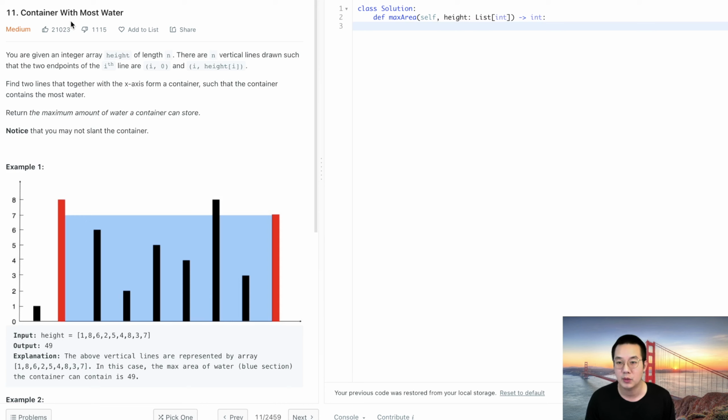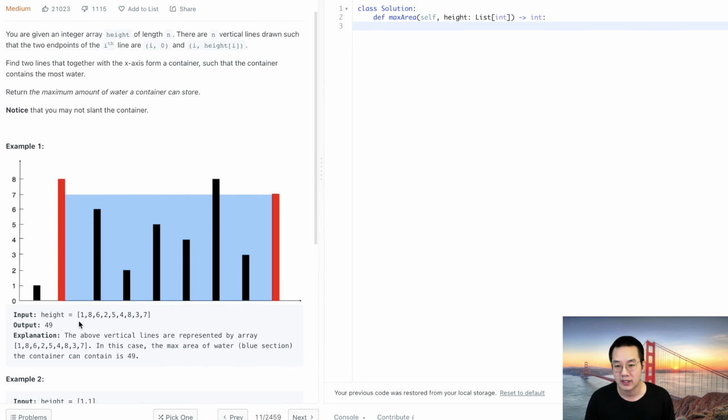Hello everybody, today we'll be doing Container With Most Water. You are given an integer array of heights of length n. There are n vertical lines drawn such that the two endpoints of the i-th line are (i, 0) and (i, height[i]). Find two lines that together with the x-axis form a container, such that the container contains the most water. Return the maximum amount of water a container can store. Note that you cannot slant the container.